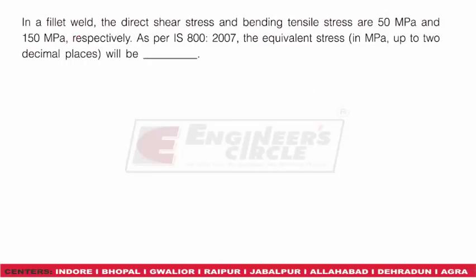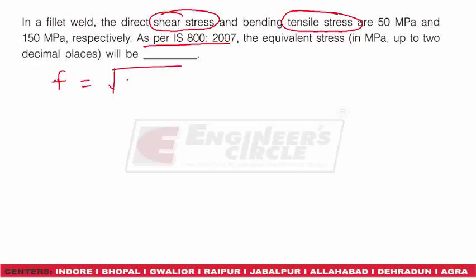The next question is, in a fillet weld the direct shear stress and bending tensile stress are 50 MPa and 150 MPa respectively. As per IS 800-2007, the equivalent stress in MPa up to 2 decimal place will be. Now we have to apply the direct relation. Since there are two different nature of stress, one is shear stress and other is tensile stress, IS code gives an interaction equation. The equivalent stress is given by under root of fa square plus 3q square, where fa is the tensile stress and q is the shear stress.